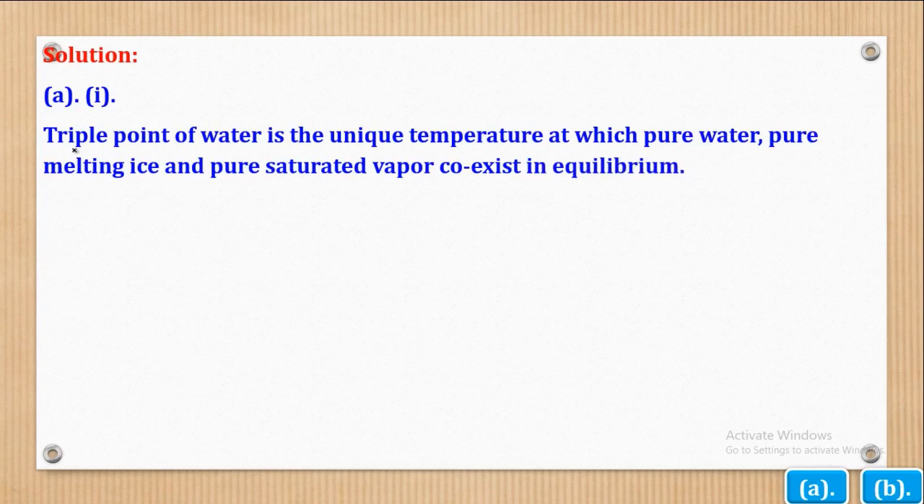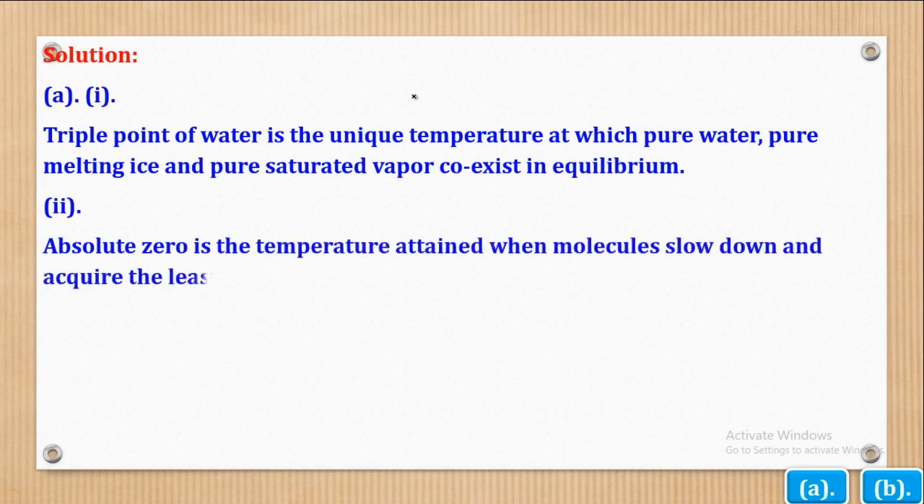So you come and say that the triple point of water is the unique temperature at which pure water, pure melting ice, and pure saturated vapor coexist in equilibrium. What about absolute zero? So you come and say that absolute zero is the temperature attained when molecules slow down and acquire the least possible energy. So that was part A. Now we shall go to part B.